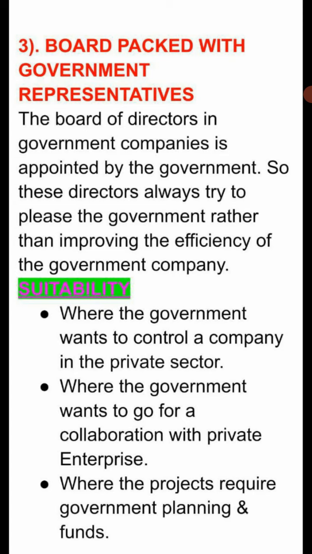Next demerit: all the decisions are taken by the board of directors, and the next demerit is related to that only. The board is packed with government representatives. Most of the boards of directors are filled by government representatives. As they are appointed by the government, they always try to please the government and do not make an effort for the efficiency of the government company.